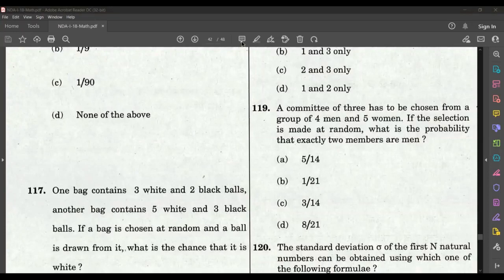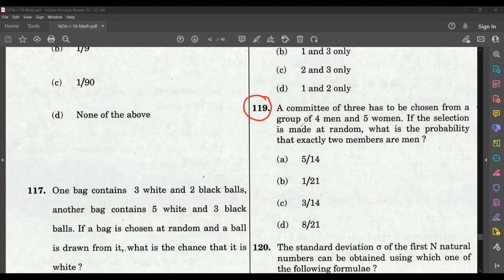Now see the question number 119. A committee of 3 has to be chosen from a group of 4 men and 5 women. If the selection is made at random, what is the probability that exactly 2 members are men?